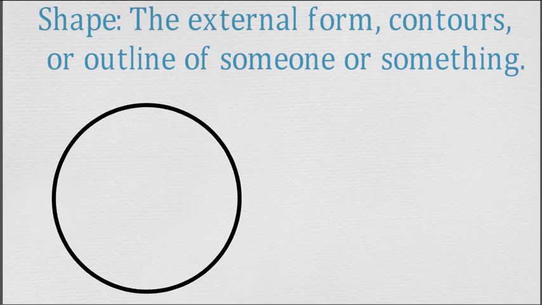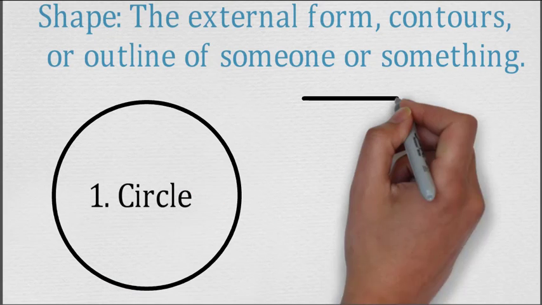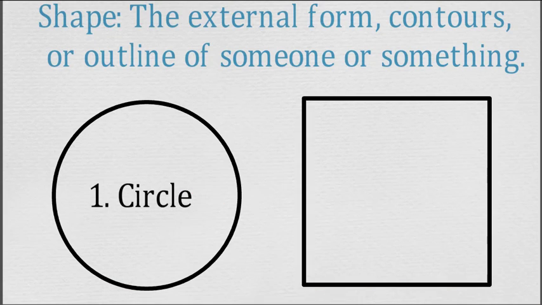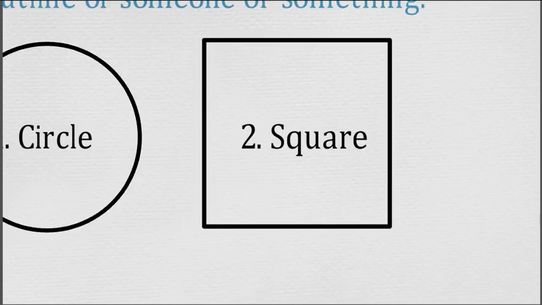Now let me draw a circle. Here we know the name of this, is it not? Yes, it is a circle. It is round in shape. Now let me draw another one. Do you know what this one is? Yes, it is a square.